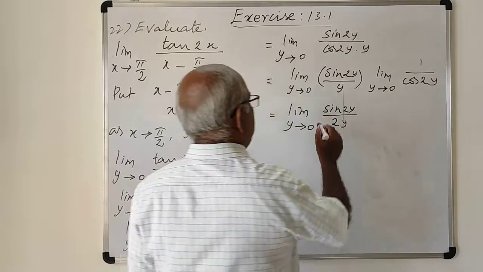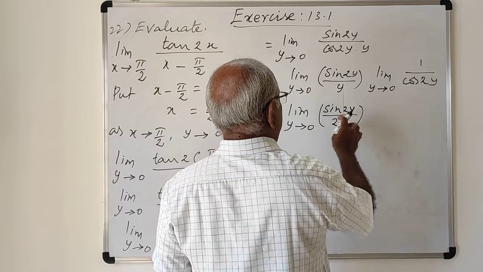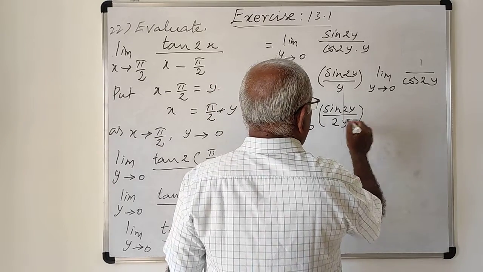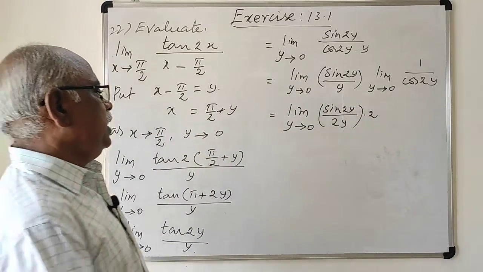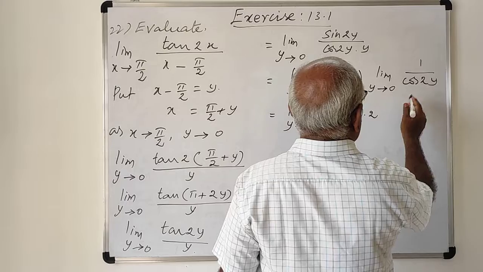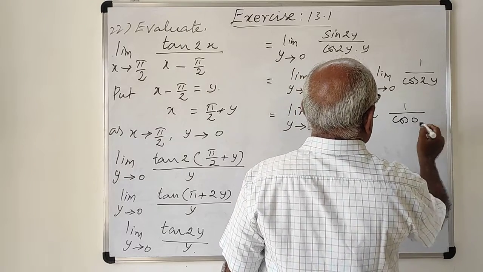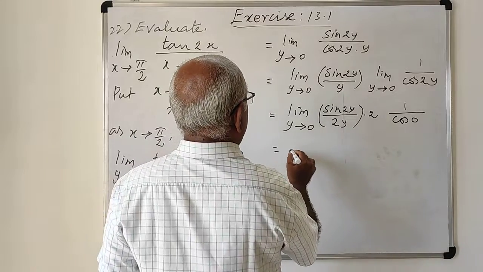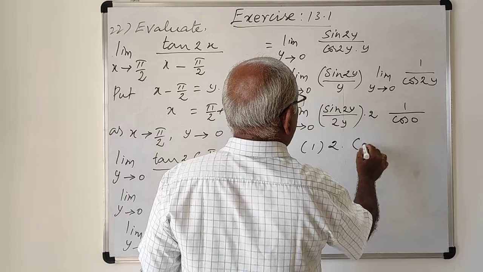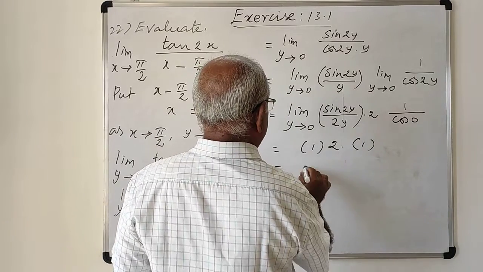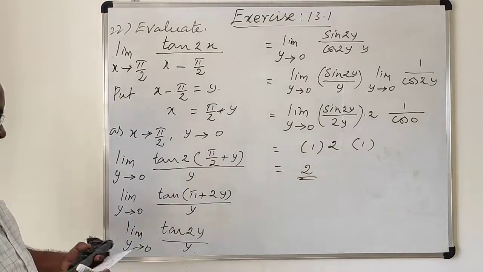Then only it becomes 1. Limit 2y tends to 0, sin 2y by 2y is 1. To balance it, to compensate, multiply by 2 and divide by 2. And this other limit is 1 by cos 0. Cos 0 is 1. Therefore, this is 1 into 2, and this is also 1 by cos 0, which is 1. So the right answer is 2. 1 into 2 into 1 is 2. That is about problem 22.